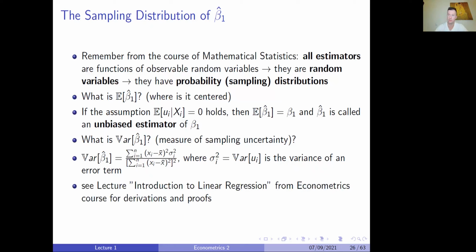If you want to see the derivations of these formulas, go to the lecture Introduction to Linear Regression from the first part of the Econometrics course.